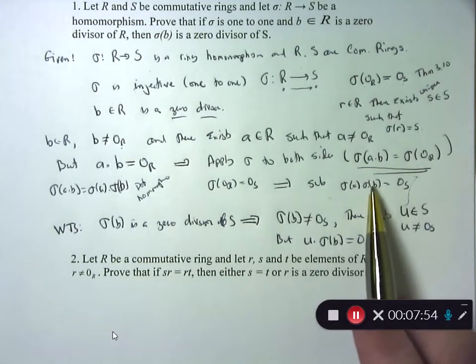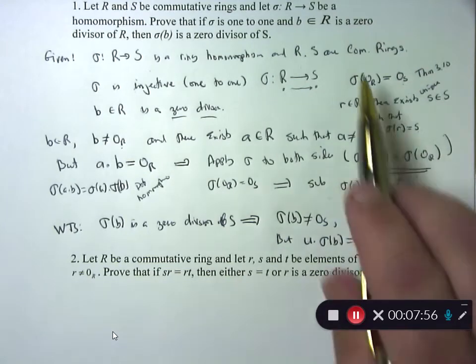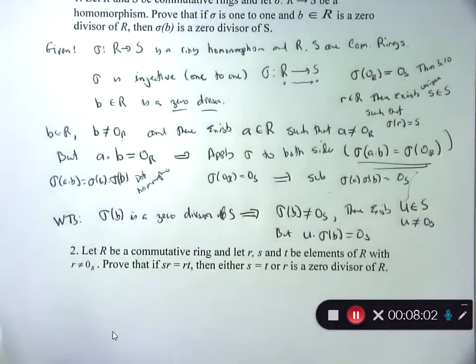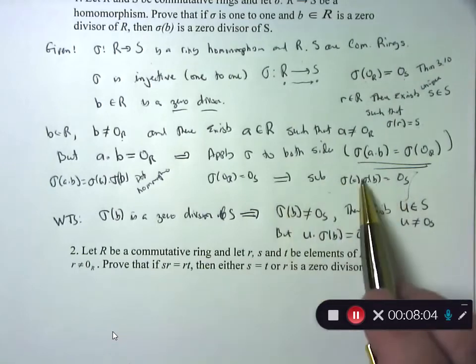Same reasoning for this guy. Sigma b is not going to be 0 because you already know who maps to 0s. So sigma b cannot map to 0s, because b was not equal to 0r. And therefore, you've got all your definitions.